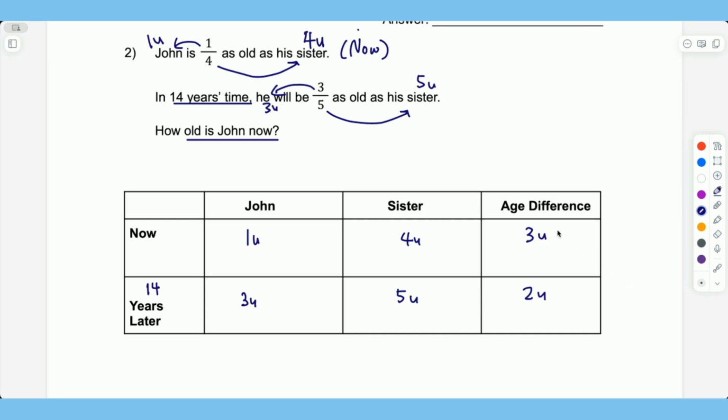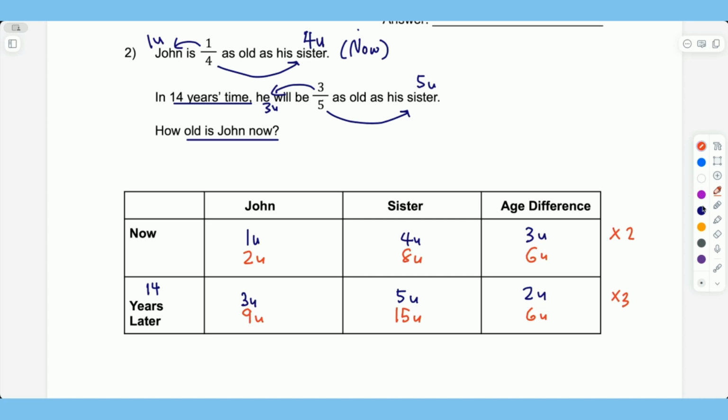And since the age difference will remain the same, we have to make this 3 and 2 to be the same number. So the first row, we will times 2. This gives us 6 units. 4 times 2 gives us 8 units. 1 times 2 gives us 2 units. And then for the second row here, which is years later, we need to times 3. The whole row times 3. So 2 times 3 is 6. 5 times 3 is 15. 3 times 3 is 9 units.